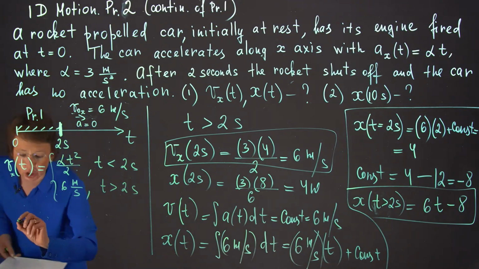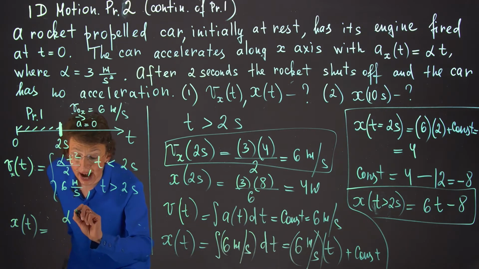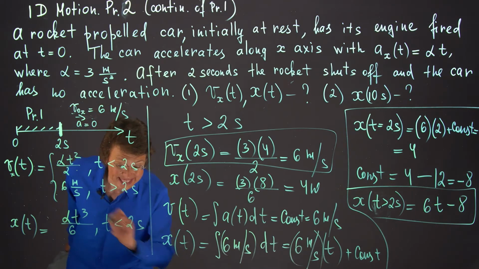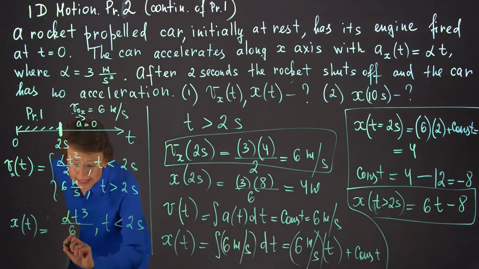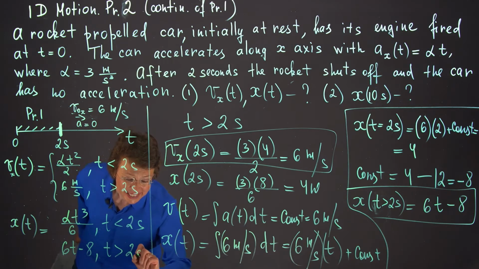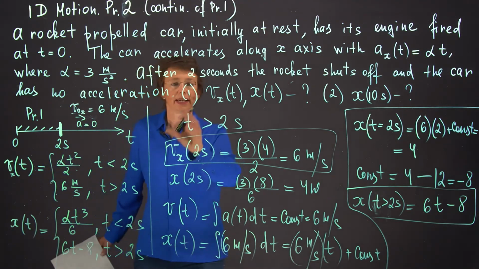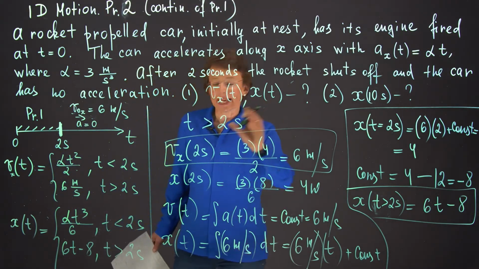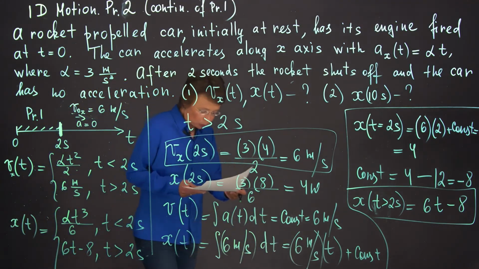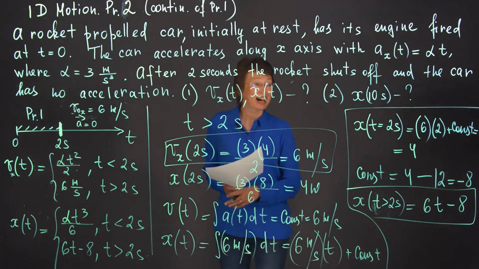What is our position? Our position as a function of time is alpha t cubed over 6 at t less than 2 seconds, and it is equal to 6t minus 8 at time greater than 2 seconds. This is our final answer for part 1. Vx at t and x at t for any time moment less than 2 seconds or at time equal to 2 seconds. Now, they ask us also to find position at time 10 seconds.